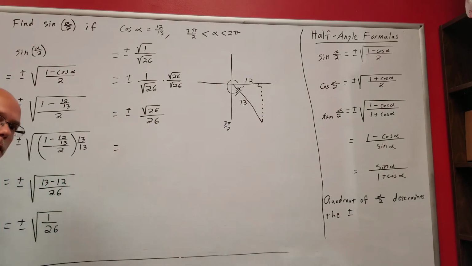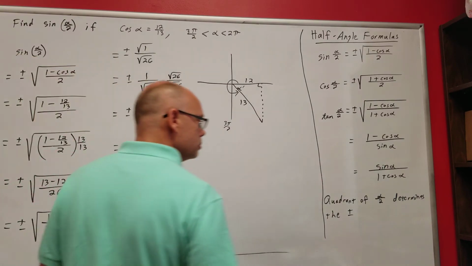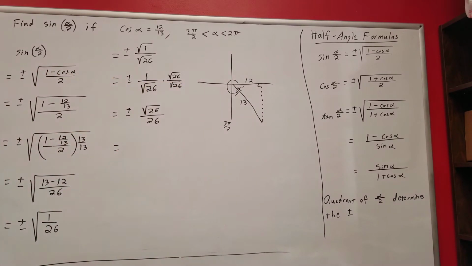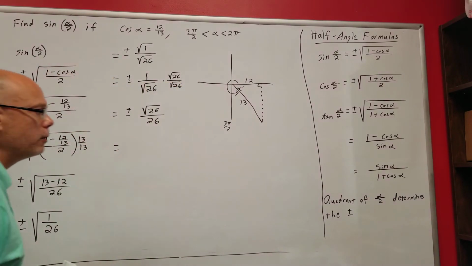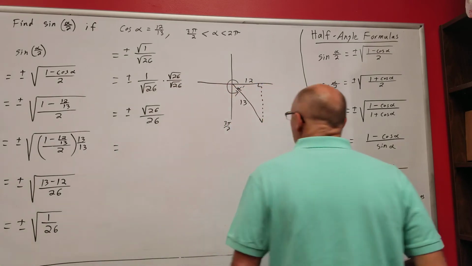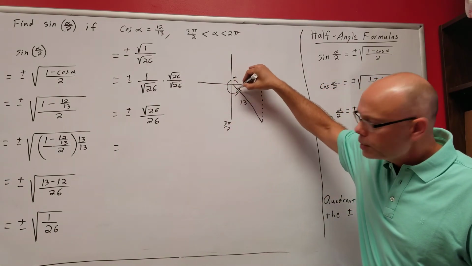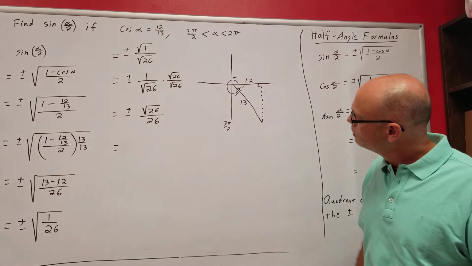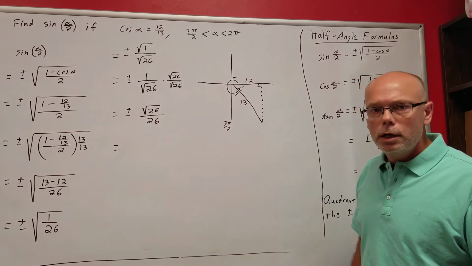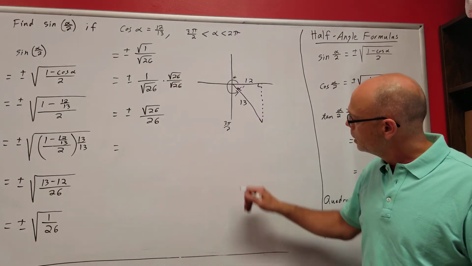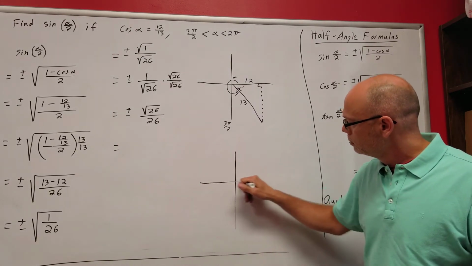Is it going to be the positive or the negative? What does this tell me? The positive or negative is determined by the quadrant in which alpha over 2 lies. Where is alpha? This is alpha right here, right? Alpha's in quadrant 4, the terminal side. So where is alpha over 2? Let's think about this for a second, okay?